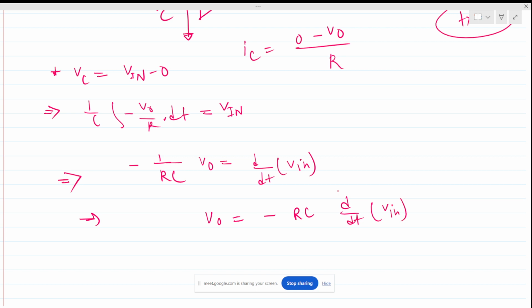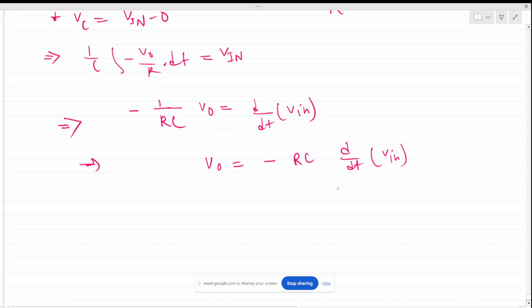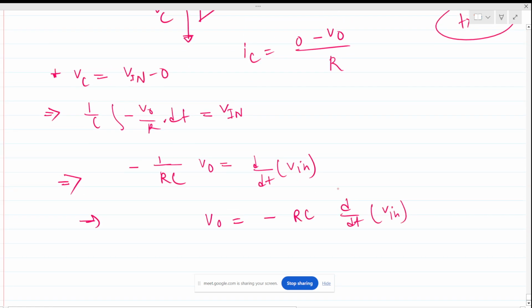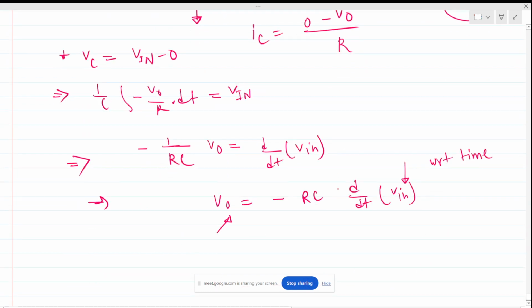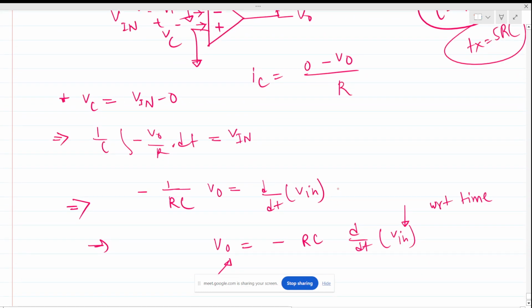Srijan, is it okay? Yes. Actually, as this is a differentiator, we can see that the output is a function of the derivative of the input with respect to time, right? Okay. So let's stop here and we will discuss this differentiator circuit from the next class.